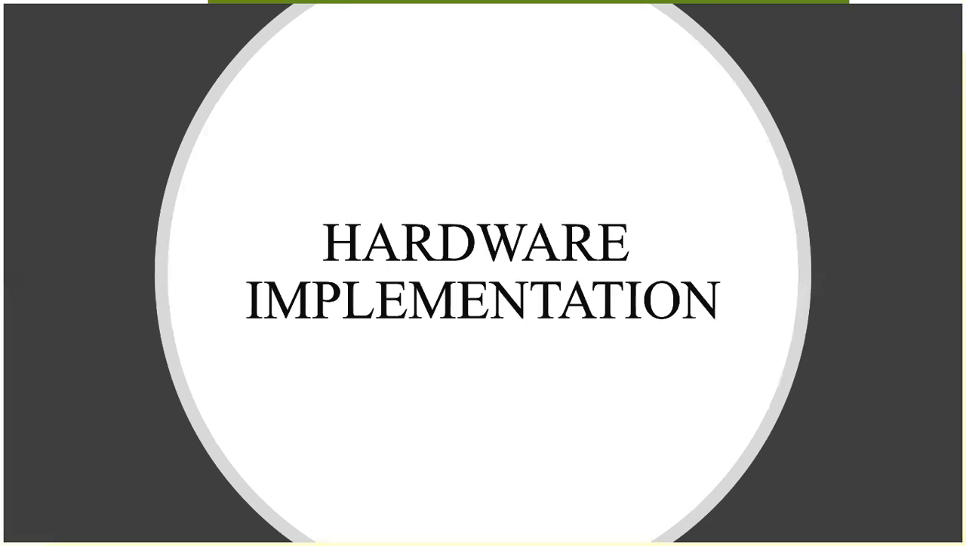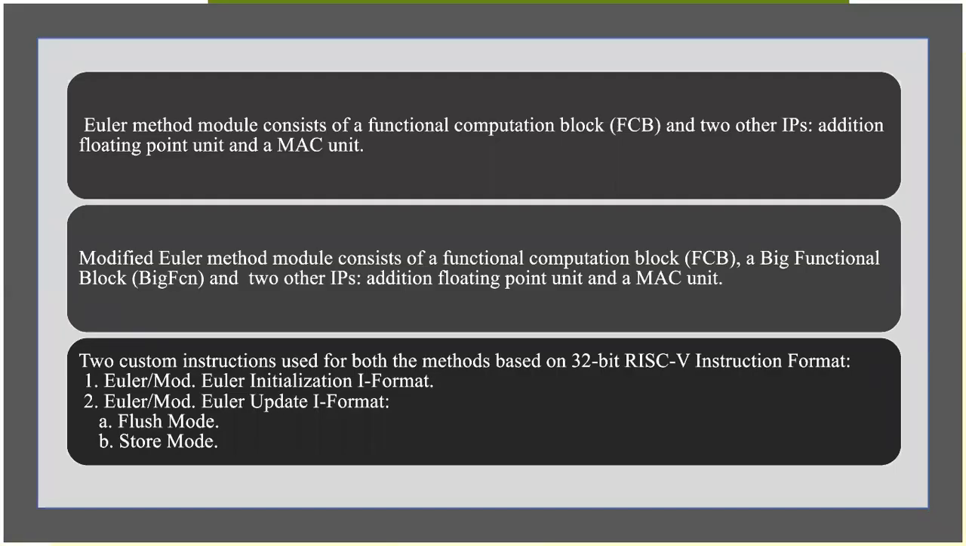Regarding the hardware implementation, the Euler method module consists of a functional computational block, termed FCB, which will work according to the function taken in our architecture. And we used two other IPs, which are a floating point addition unit as well as a MAC unit. This MAC unit is a multiply accumulator unit, which can do any kind of operation related to addition and multiplication.